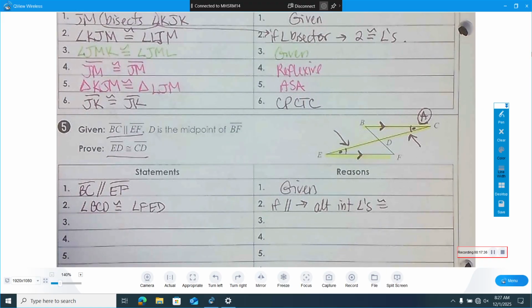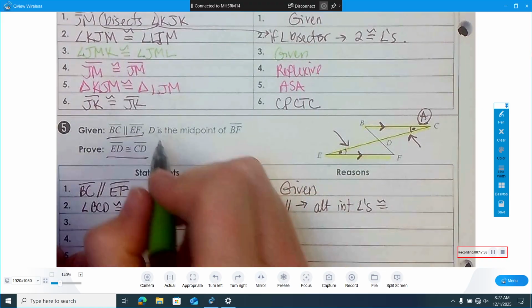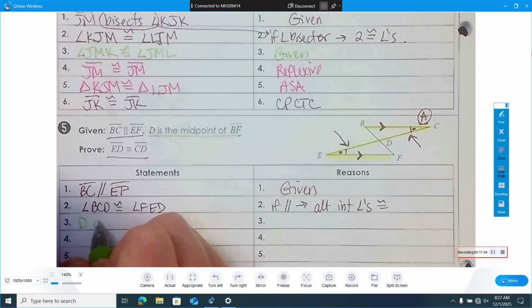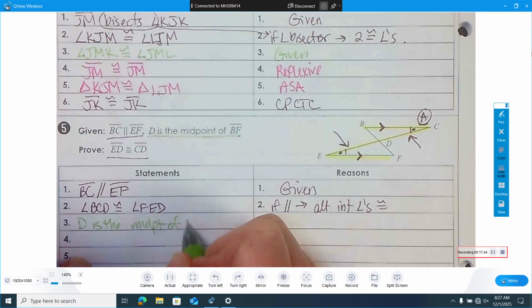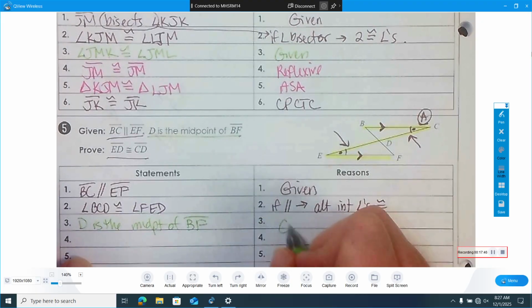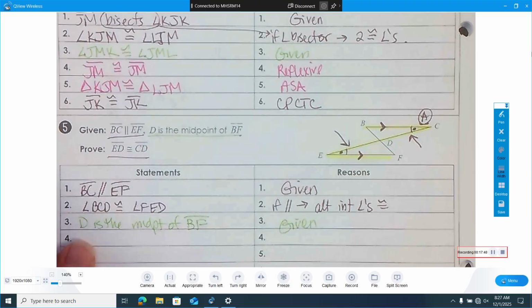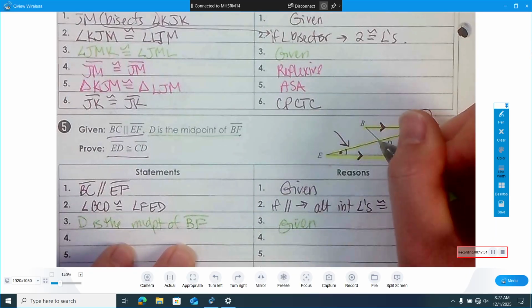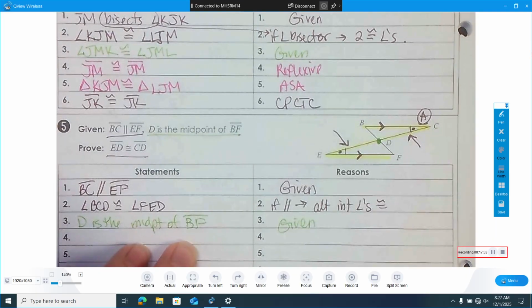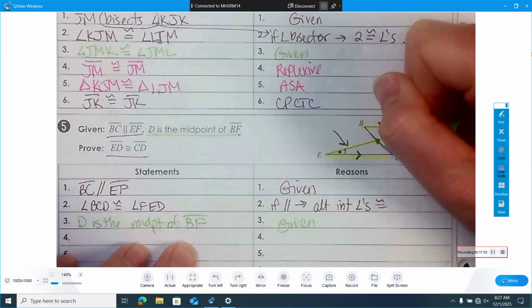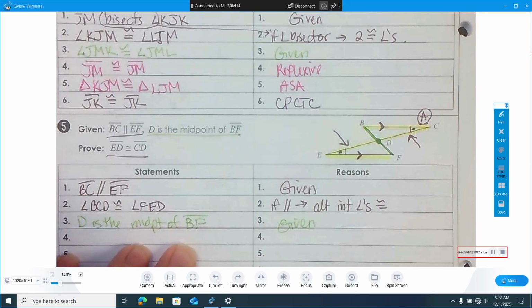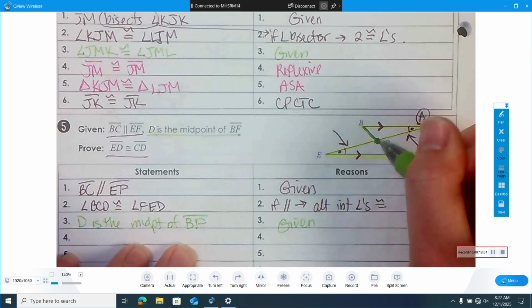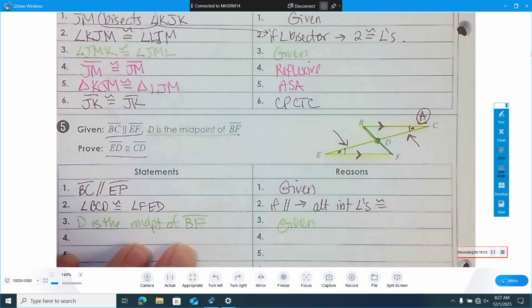Let's see, we also had another given statement. So right here, D is the midpoint of segment BF. That is given to us. So D is the midpoint of this segment BF. And again, I like to mark very clearly what I'm thinking on my picture. So again, D is a midpoint of the green segment here.